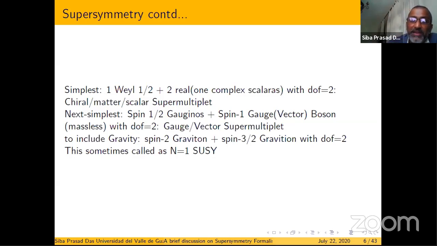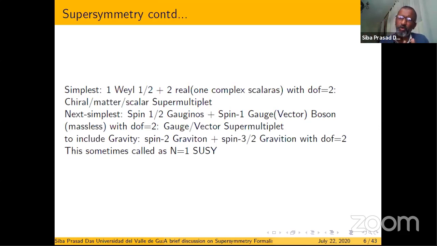Then, to include gravity, which I don't know much about, gravity has a spin 2 graviton, which is the gauge quantum for gravity, and the corresponding gaugino, the gravitino, which is spin 3/2, because you have to always keep in mind that n_B is equal to n_F.